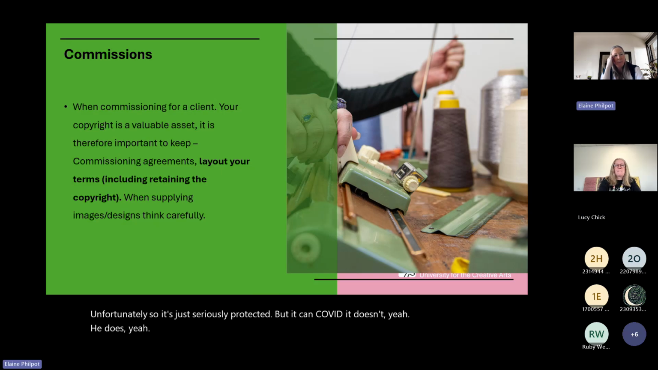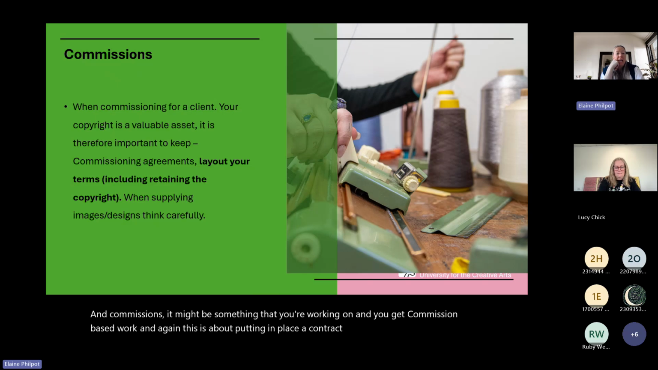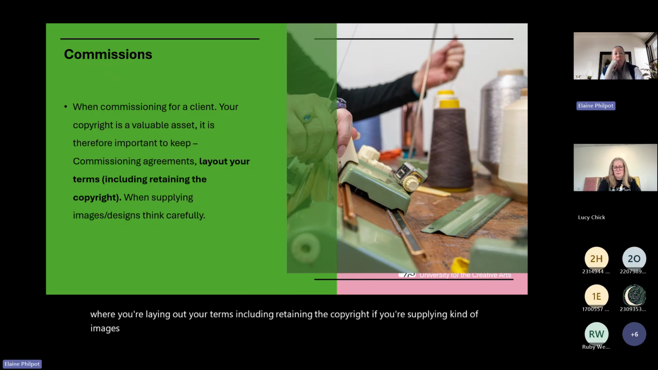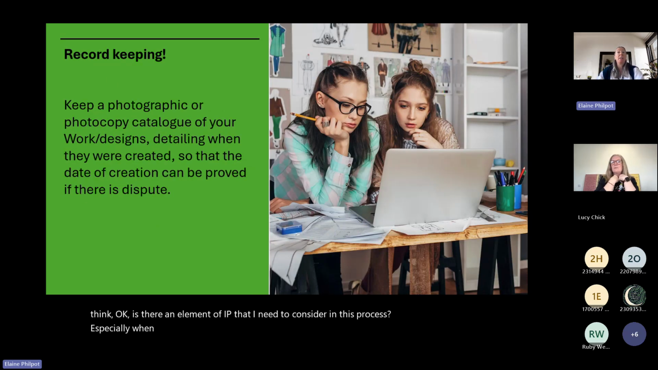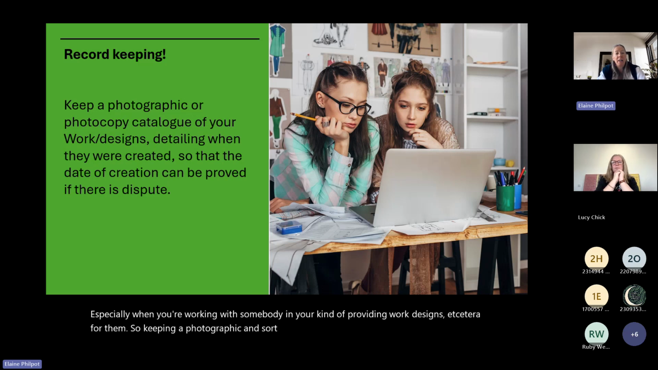And commissions, it might be something that you're working on and you get commission-based work. Again, this is about putting in place a contract, a commissions agreement where you're laying out your terms, including retaining the copyright, if you're supplying images or designs. So it's really important, whatever it is that you're doing, that you think, okay, is there an element of IP that I need to consider in this process, especially when you're working with somebody and providing work, designs, etc. for them.